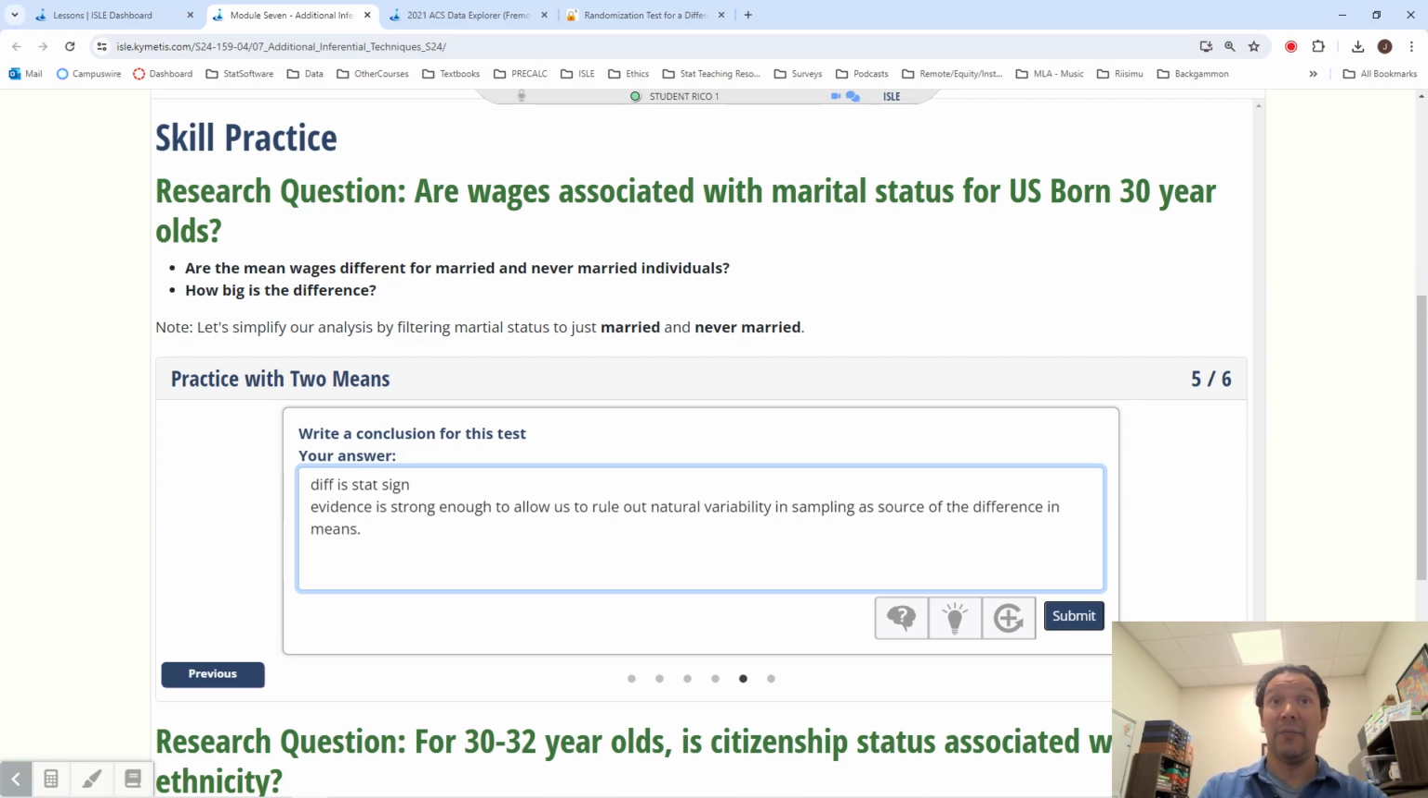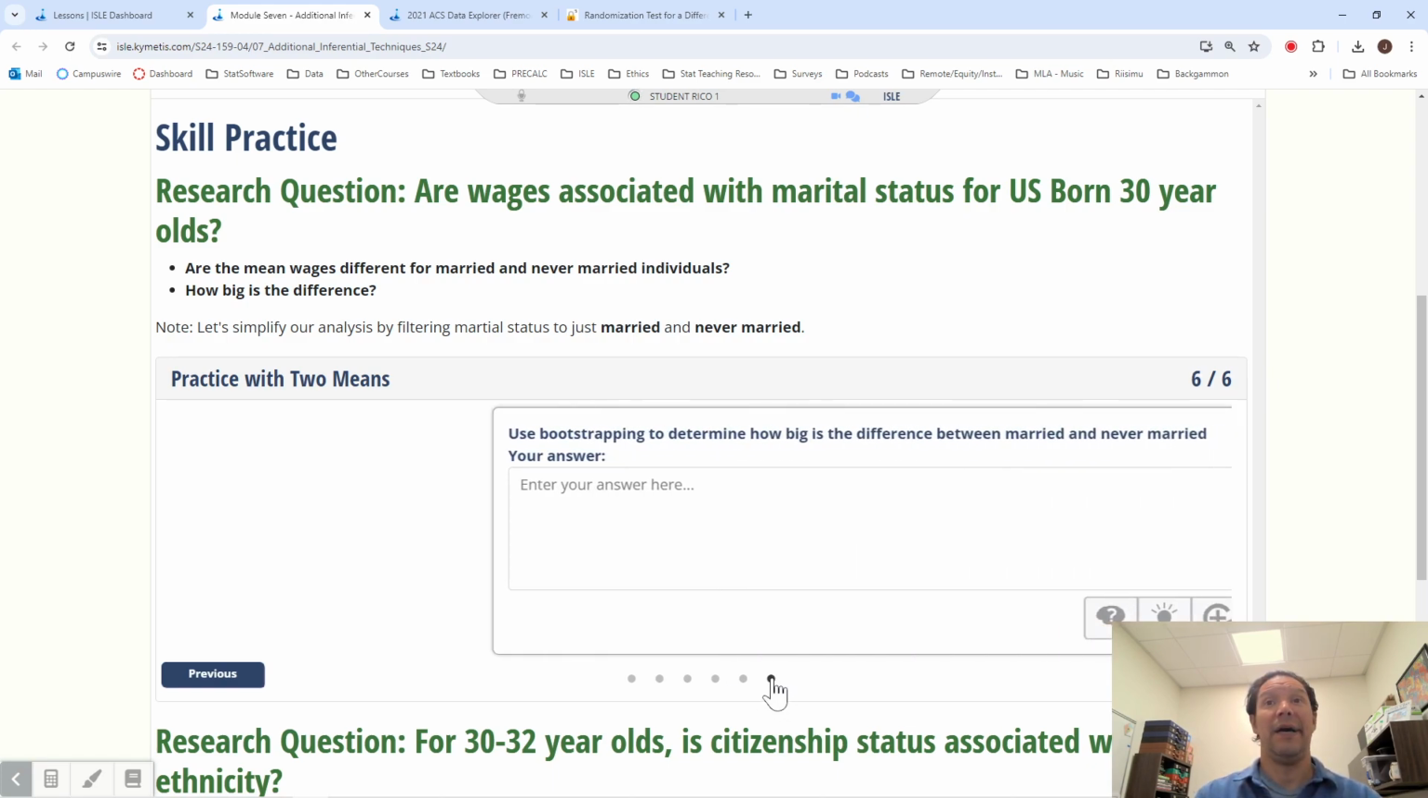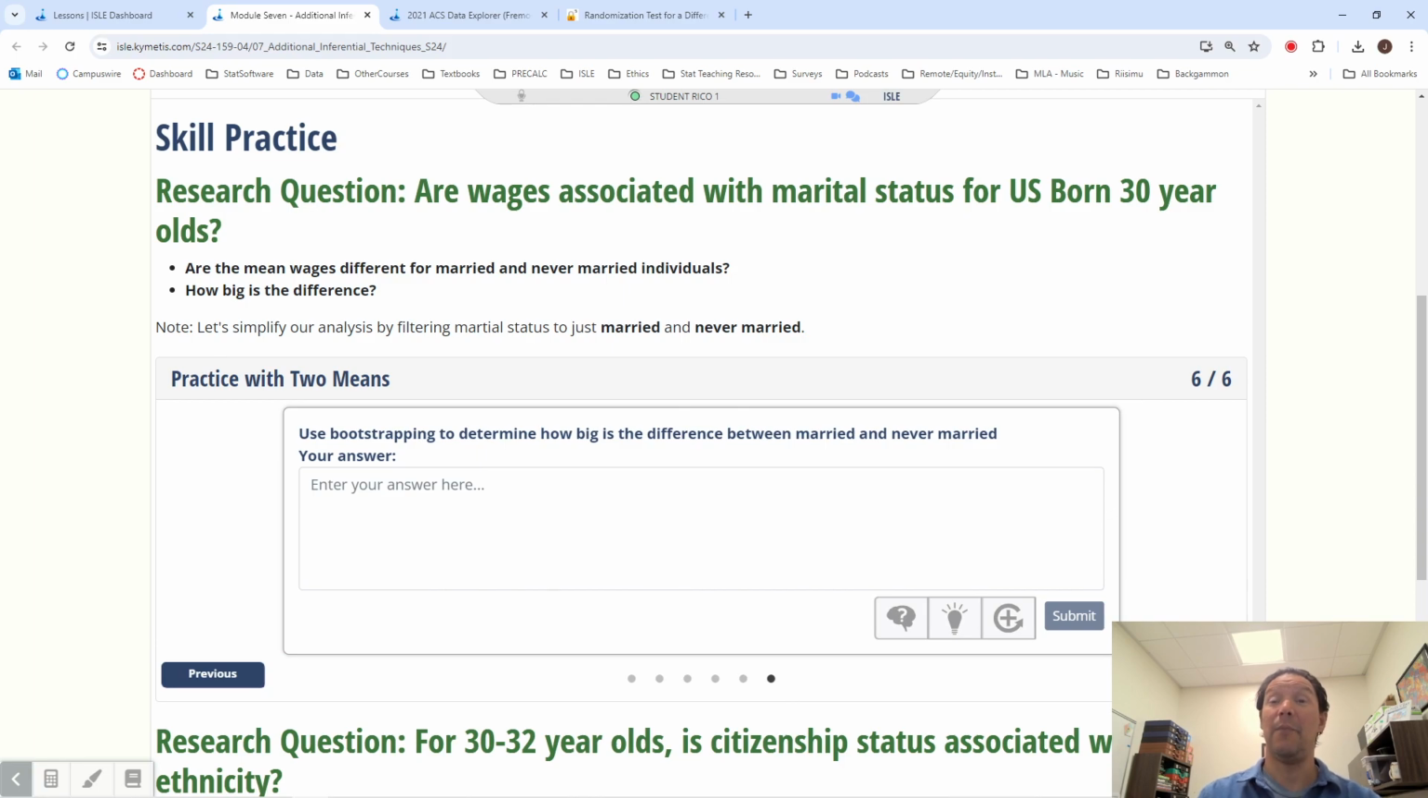Meaning that we're seeing a difference in means because there actually is a difference in means between the married and the never married 30-year-olds that are working 40 hours per week. There's something different about these two populations that make them earn different average wages. So we can say the means are different. So we do have that wages are associated with marital status. Use bootstrap and determine how big the difference is.